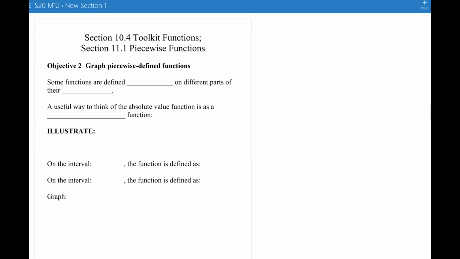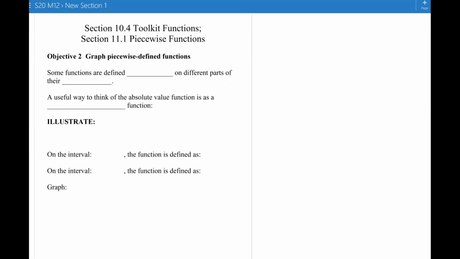Okay, so those are your toolkit functions that you should know those graphs just backwards, forwards, inside out, like you know your name, and not have to sit and think for a long time about them, because we're going to learn a lot of transformations of those graphs. And the more confident you are with the parent graph or the base graph, the better the transformation part will work for you. So now let's talk about piecewise defined functions.